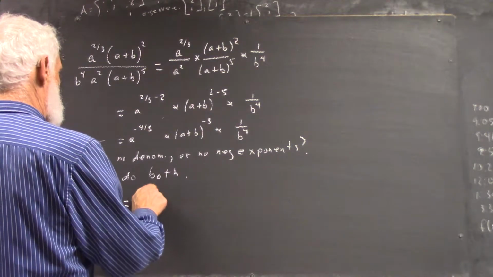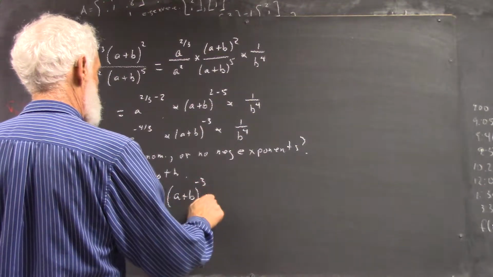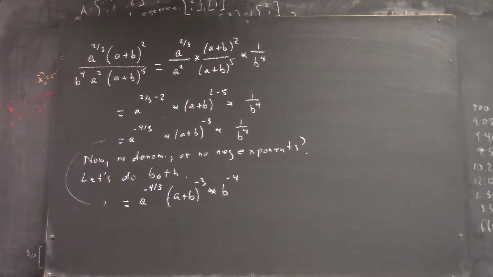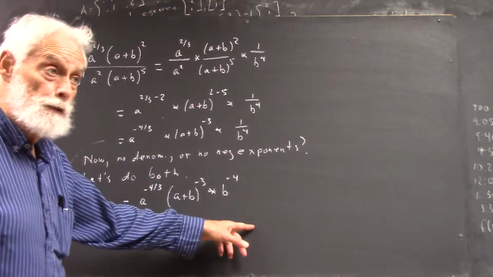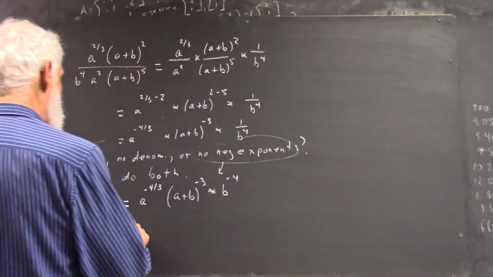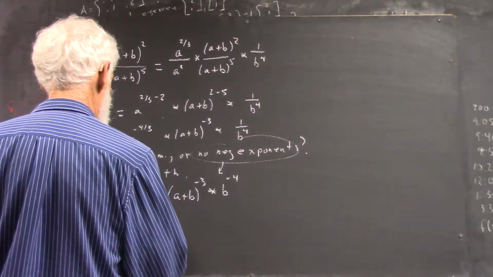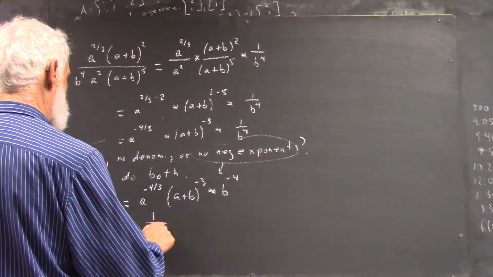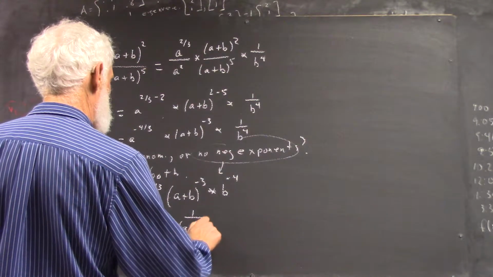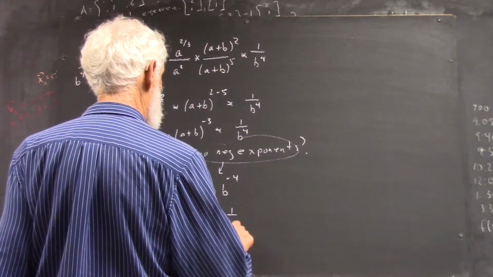I'm going to say, right? Right. So that's no negative exponents. Or one over a to the 4/3 times 1 over a plus b cubed, right? Times 1 over b to the 4th.